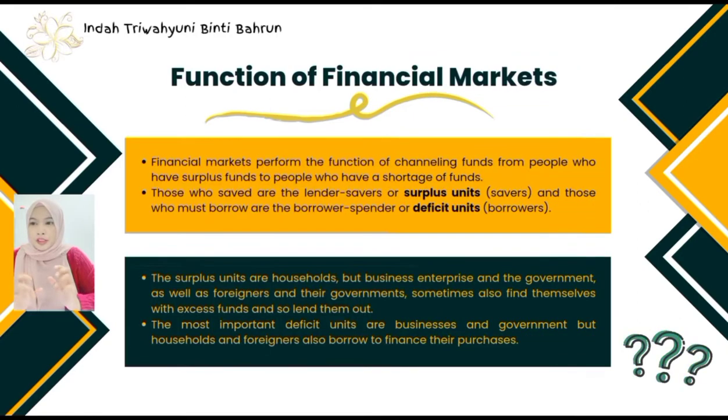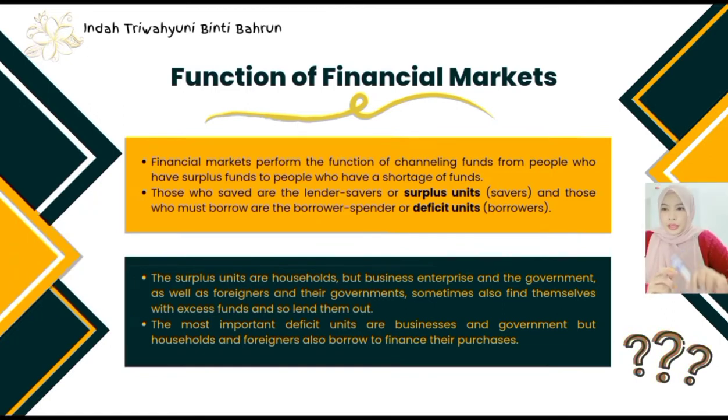Okay, so financial markets perform the function of channeling funds from people who have surplus funds to people who have a shortage of funds. Those who save are the lender-savers, or in economics we call them the surplus unit, and those who must borrow are the borrower-spenders, or deficit unit.